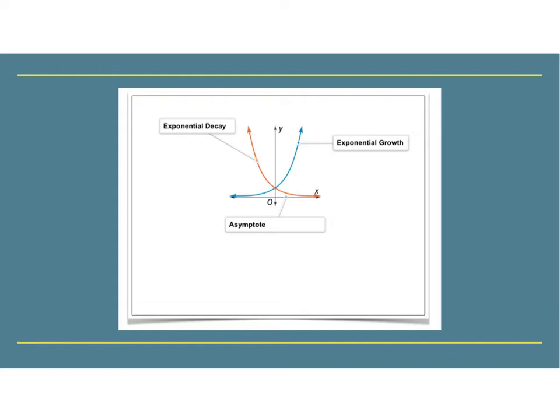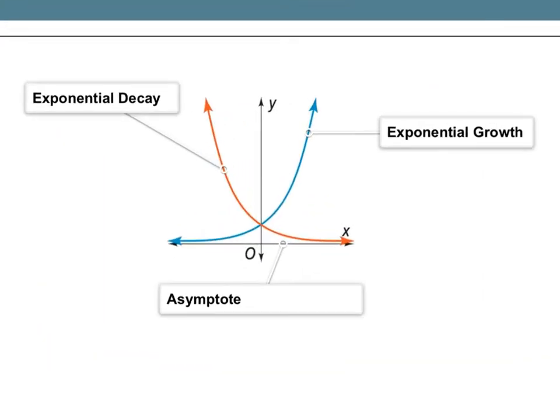So we have two types of graphs. We have exponential decay, which means it's decreasing exponentially, and we have exponential growth, which means that it's increasing exponentially. So here is our growth. It goes up really quickly. Exponential decay, it goes down really quickly.